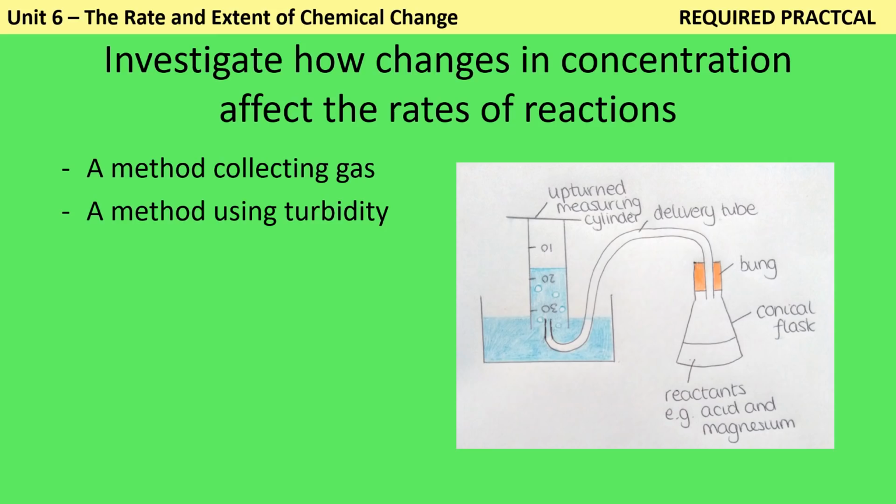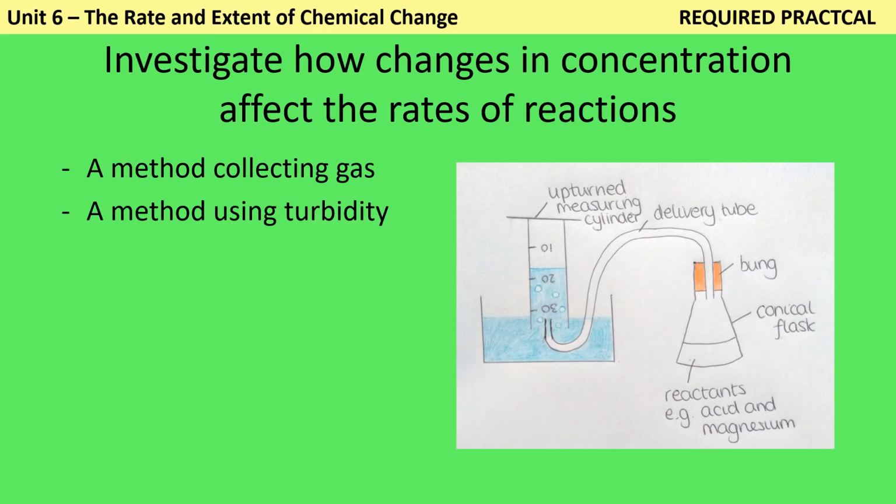The first of these could be any chemical reaction that releases gas, but the most normal ones to do would be either adding magnesium or marble chips to some acid. For each one of these, we need to be measuring the amount of gas that's produced in a certain amount of time. There are two ways you can do this.